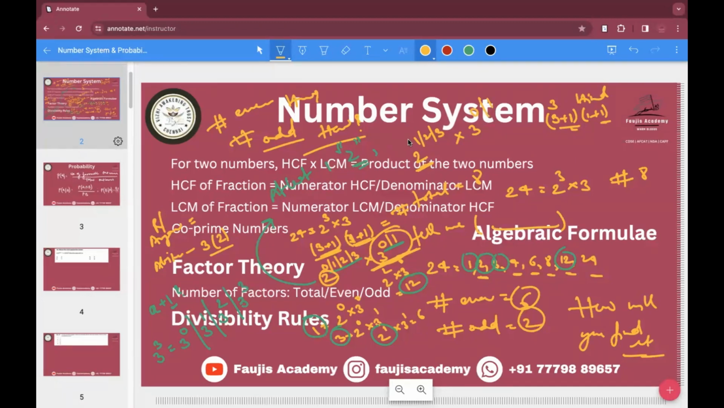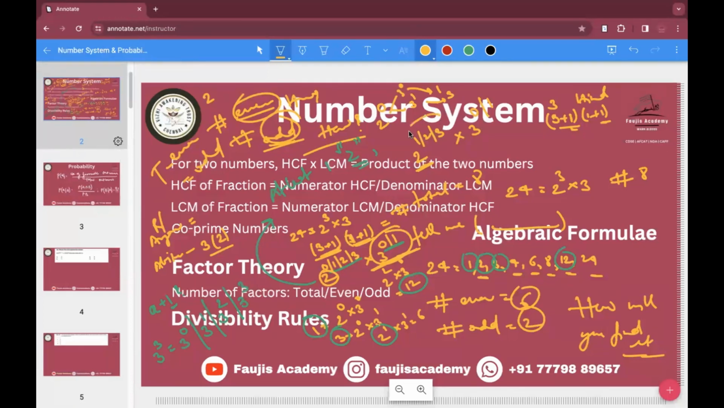But here we cannot write 2 raised to the power 0 in order to find even factors. You just see what will happen. If we write 2 raised to the power 0, there are two other options, 3 raised to the power 0 and 3 raised to the power 1, which will give you 1 and 3. These are your odd factors. Whether you find even or odd, you do total minus even to get odd, or total minus odd to get even.